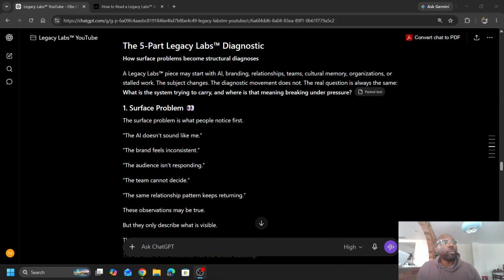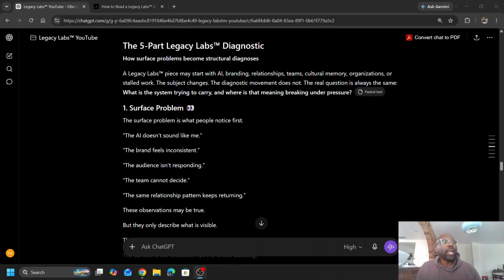Today I want to walk through the basic diagnostic movement behind any Legacy Labs piece. A Legacy Labs breakdown might start with AI, branding, relationships, teams, cultural memory, organizations, or a stalled work. The subject changes, but the diagnostic movement stays the same. The real question is always, what is the system trying to carry, and where is that meaning breaking under pressure?